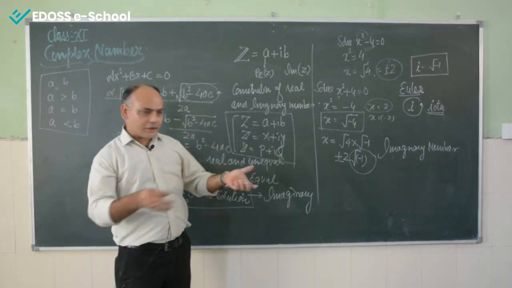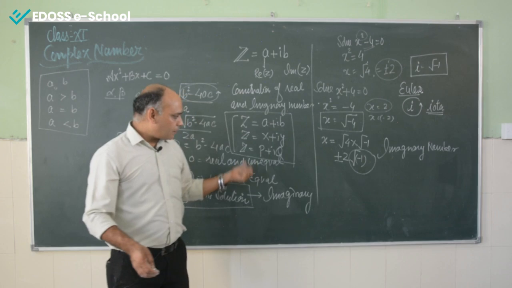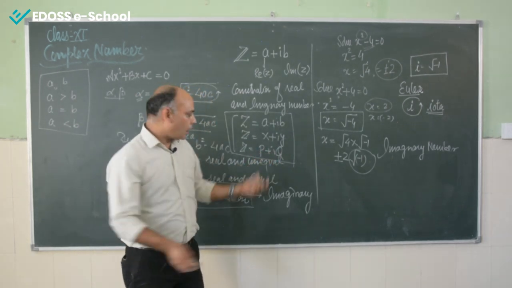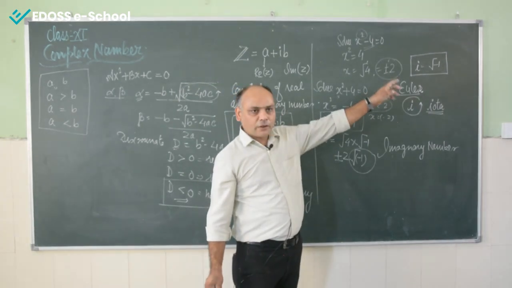A complex number is a collection of a real and an imaginary number. If I am talking about the imaginary part, that means there is an inclusion of iota. Iota is there, and what is the value of iota? That is equal to under root of minus 1.